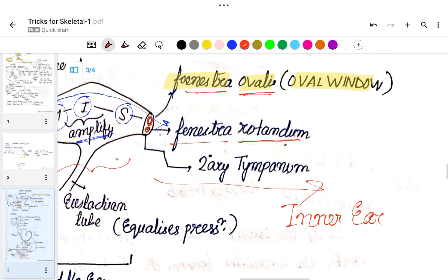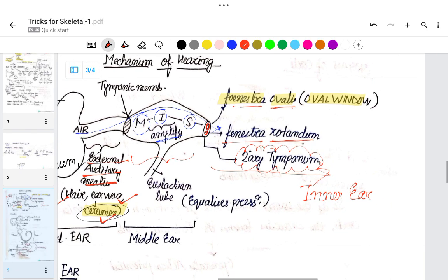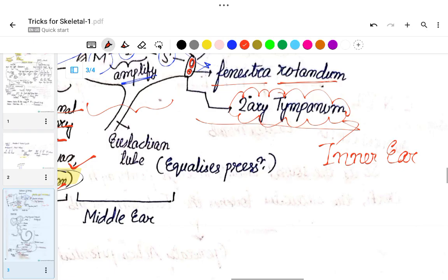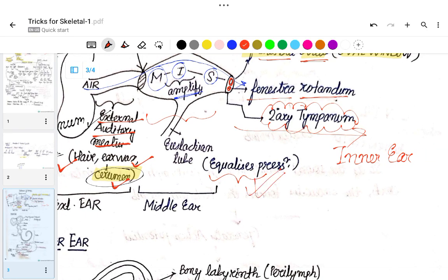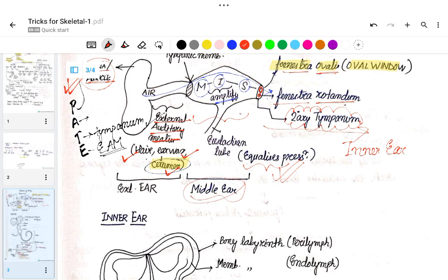This opening is also called the secondary tympanum. Now another function of the eustachian tube is that it equalizes pressure between the middle ear and the cranial cavity. This is the middle ear, inner ear, middle ear and cranial cavity.